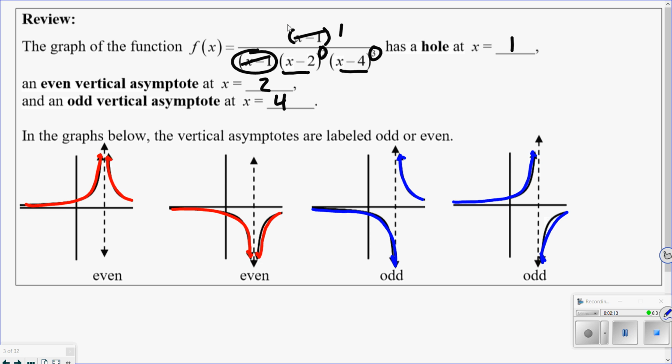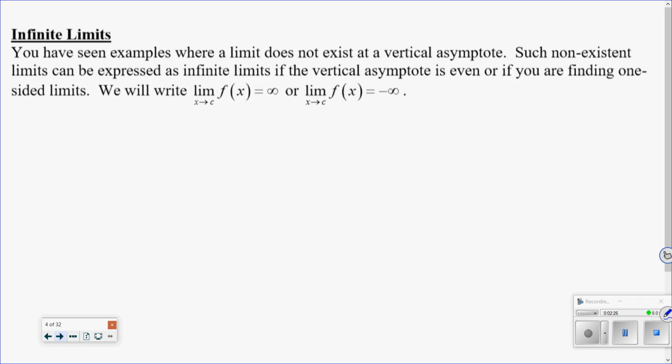So it's really helpful for us to know even or odd asymptotes. Part of the reason why is that before, when there's a vertical asymptote, we always said that the limit doesn't exist. But we also said you could be more specific, and say it goes to infinity or negative infinity. So it says up here, you've seen examples where the limit doesn't exist at a vertical asymptote. Such non-existent limits can be expressed as infinite limits if the vertical asymptote is even. The reason we can do it when it's even is because they're both going the same way. Either they're both going up to infinity, or they're both going down to negative infinity, on both sides.